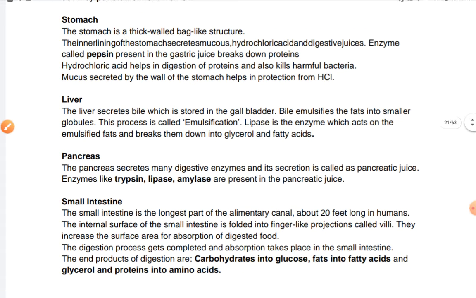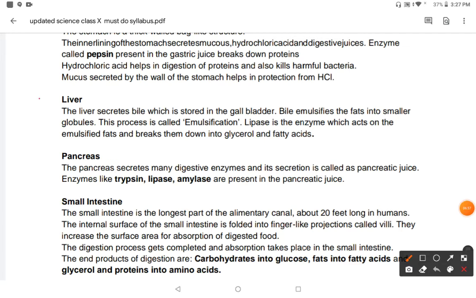Now the next organ in the digestive system is the liver, and the liver secretes bile, which is stored in the gallbladder. Bile emulsifies the fat into smaller globules, and this process is called emulsification. And lipase is the enzyme which acts on the emulsified fat and breaks it down into glycerol and fatty acids. So you should remember the function of the liver, which enzyme is present, and what this process is called. You have to keep in mind how lipase converts the emulsified fat into glycerol and fatty acids.